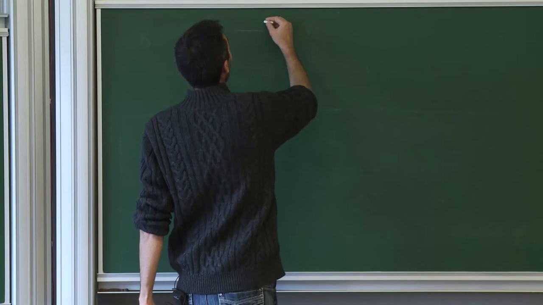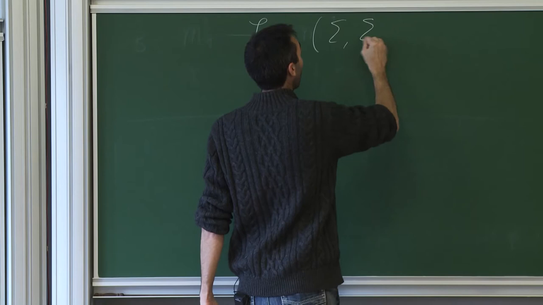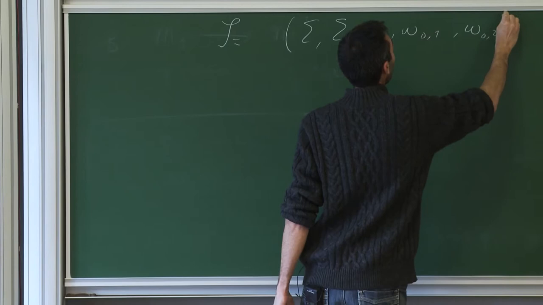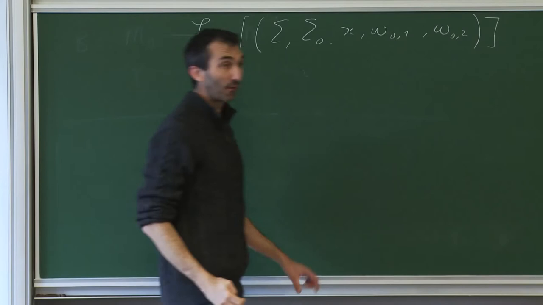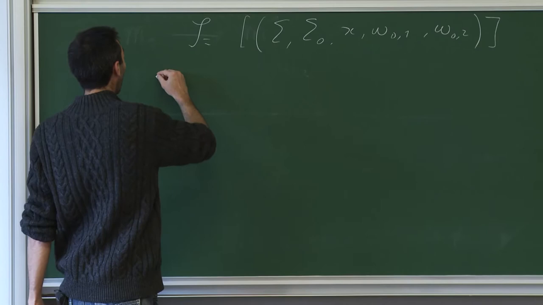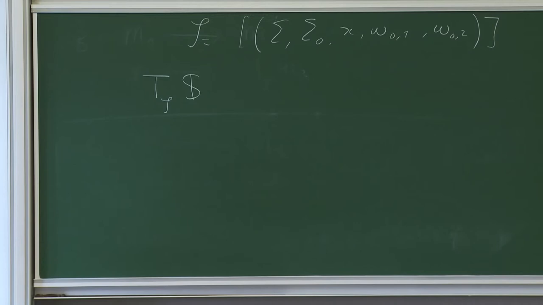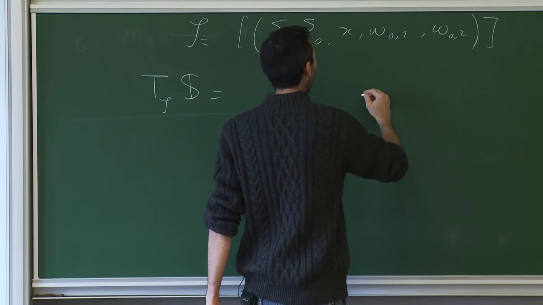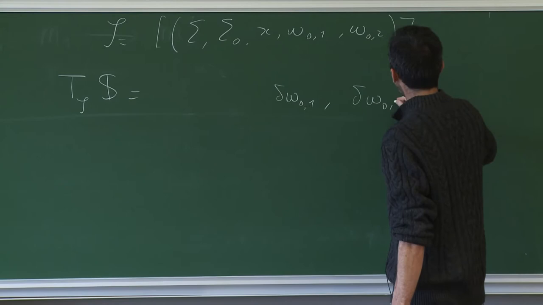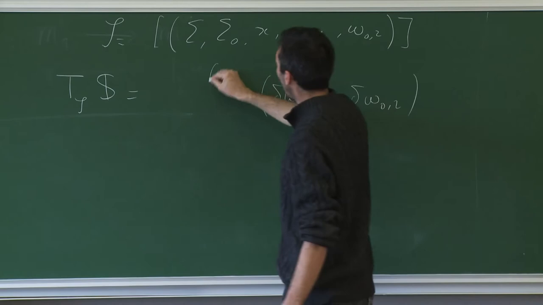So if we have S, which is a certain spectral curve, (sigma, sigma 0, x, omega 0,1, omega 0,2), the equivalence class modulo reparametrization of S, then if I want to consider a tangent vector to that, a tangent vector will be basically the data of delta omega 0,1, which is a 1-form, and delta omega 0,2, which is a (1,1)-form. Keeping sigma 0 fixed? Yes, keeping sigma 0 fixed.